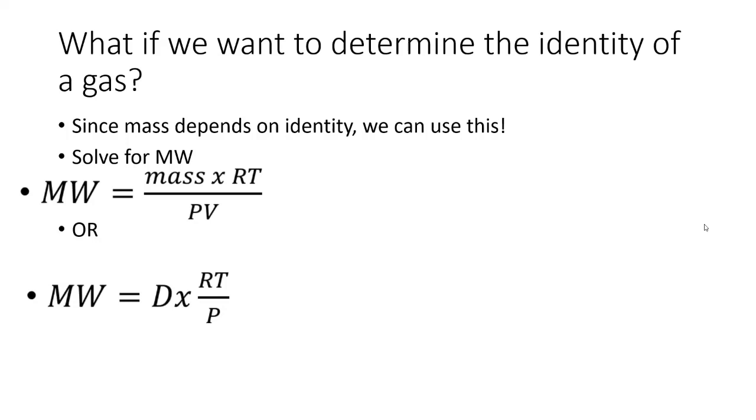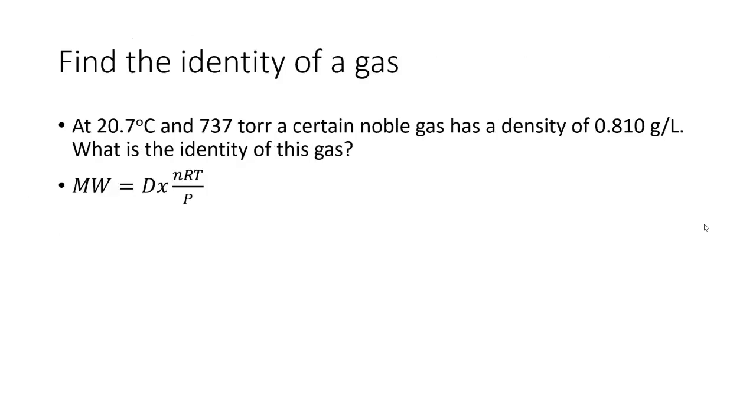Okay, so let's say we have a certain noble gas at 20.7 degrees Celsius and 737 torr. So these are the same numbers we used before. That way we didn't have to do a new conversion. But remember, we do have to have Kelvin. We do have to have atmospheres. So this noble gas has a density of 0.810 grams per liter. And we want to know what the identity is.